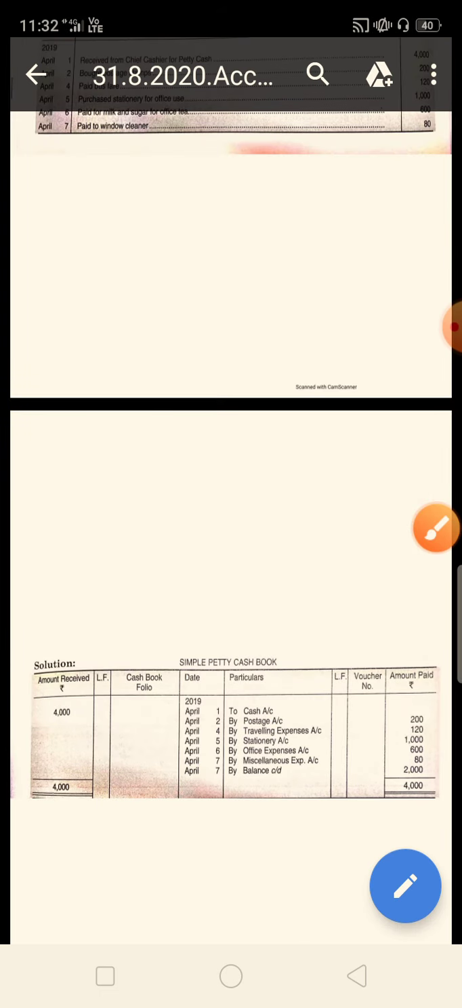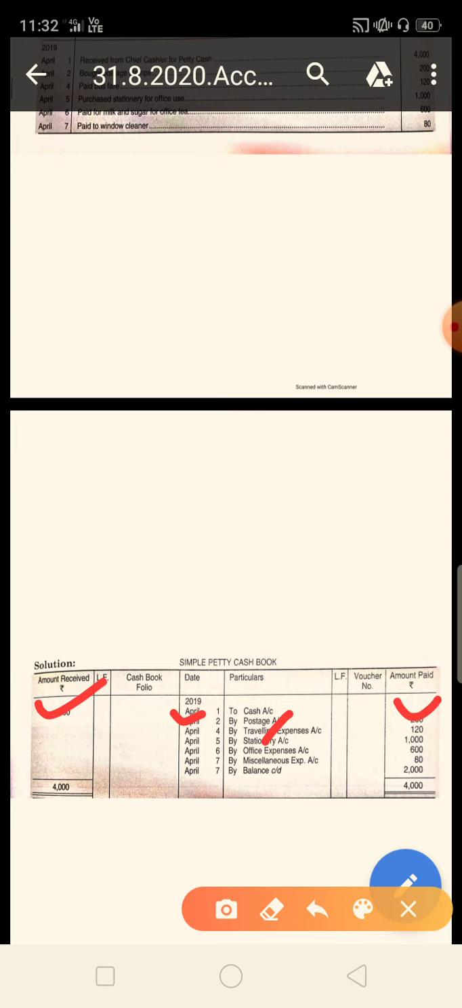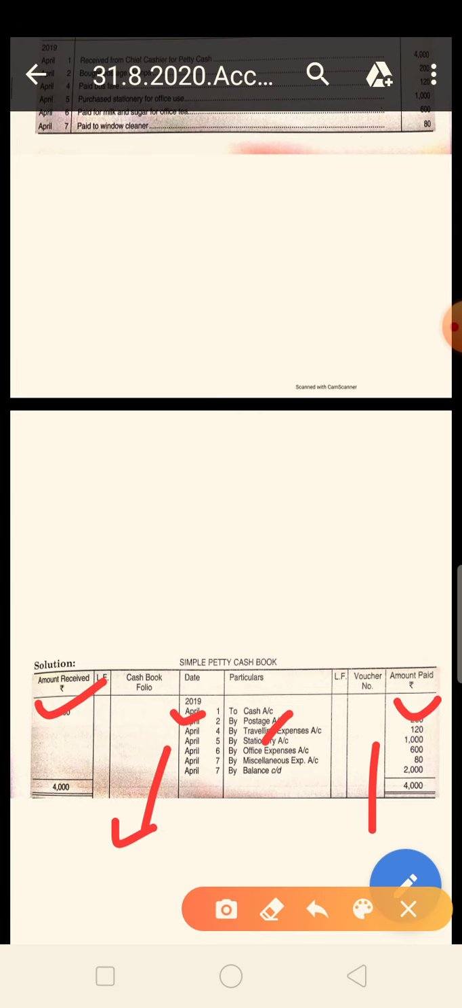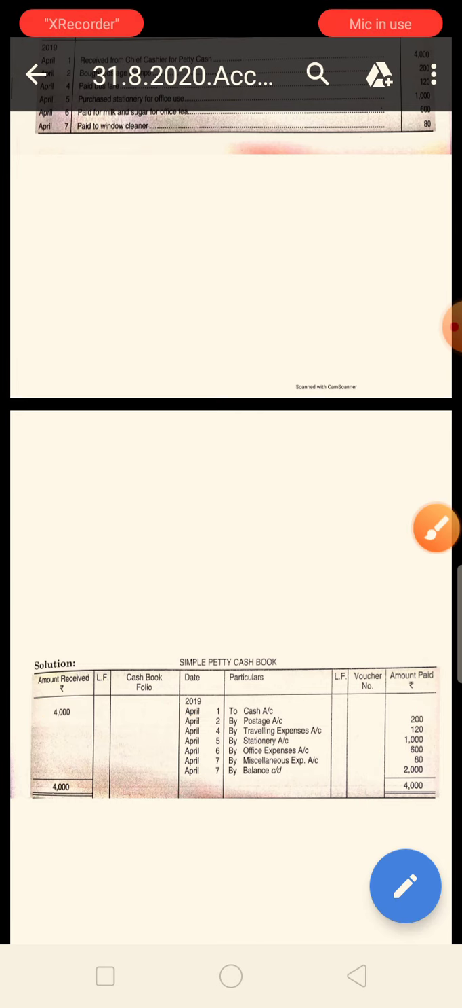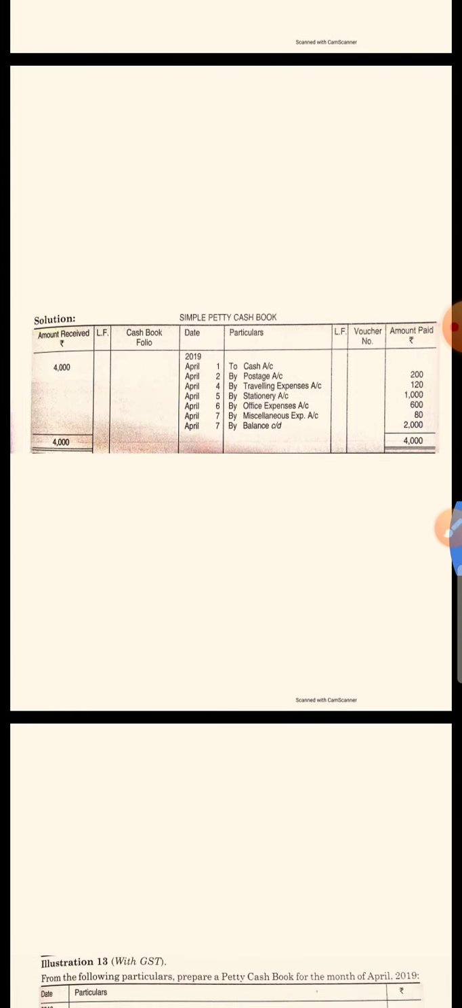So my dear student, I was saying that the amount received column, date column, particulars column, and amount paid column are very important columns. Otherwise other columns we will maintain, but they are less useful. If a cash book folio number is given, then we can write it here, and if a voucher number is available in the question, then we can write the voucher number here, my dear student. Otherwise there is no requirement to write anything else. But my dear student, this is a format, so we have to maintain these columns.